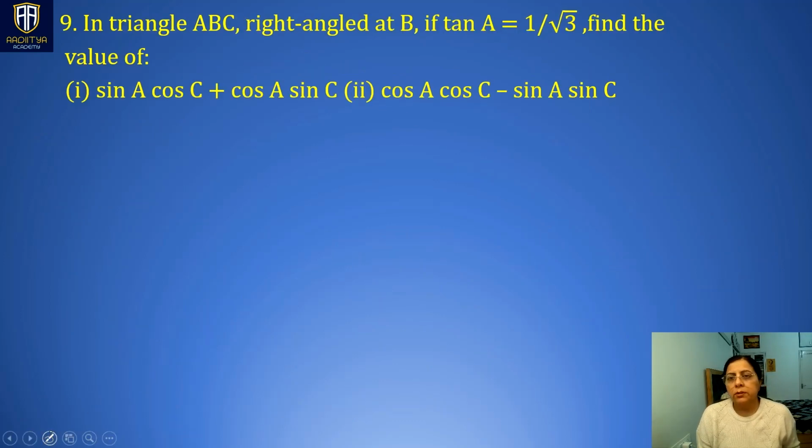Now the next question is, in triangle ABC, right angled at B. Okay, now we have to keep right angled at B. ABC right angled at B.